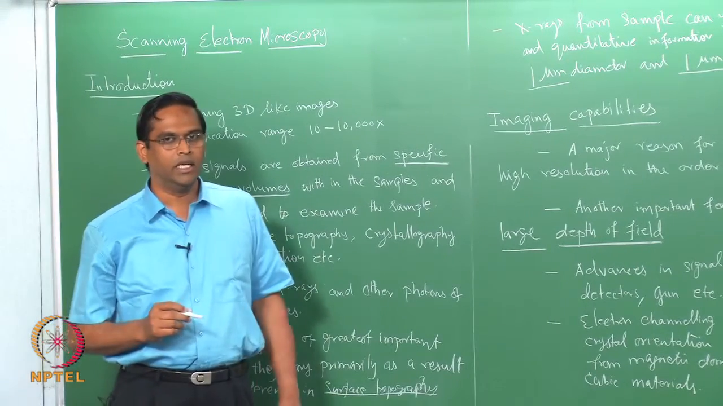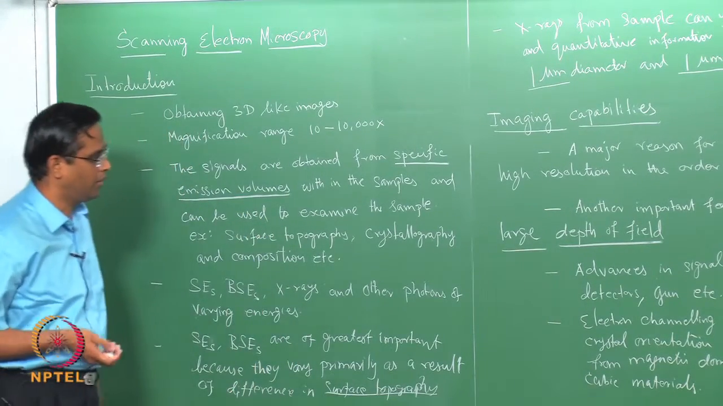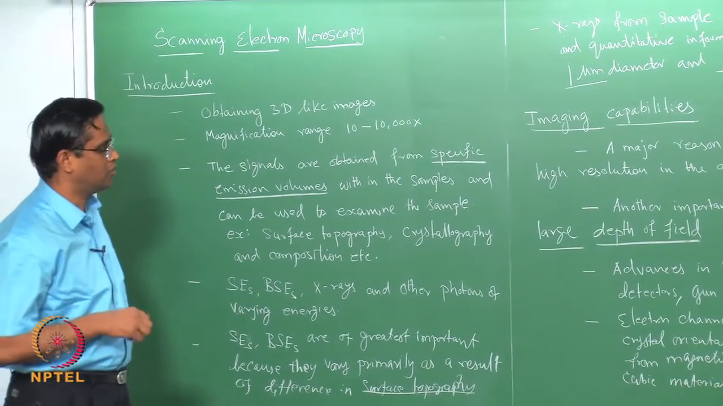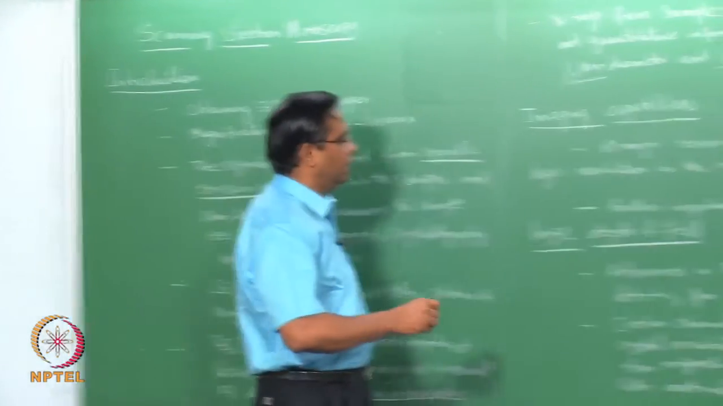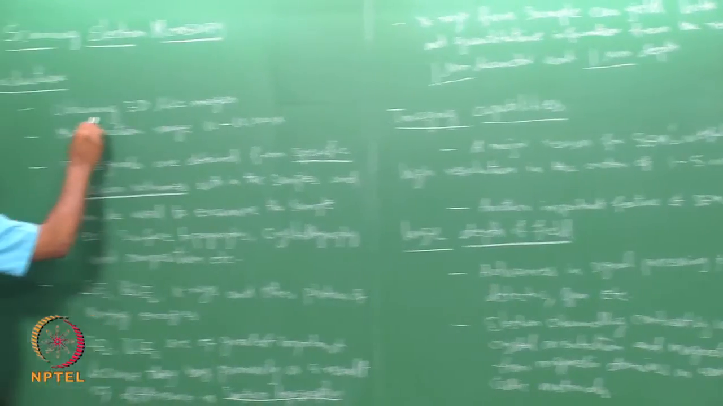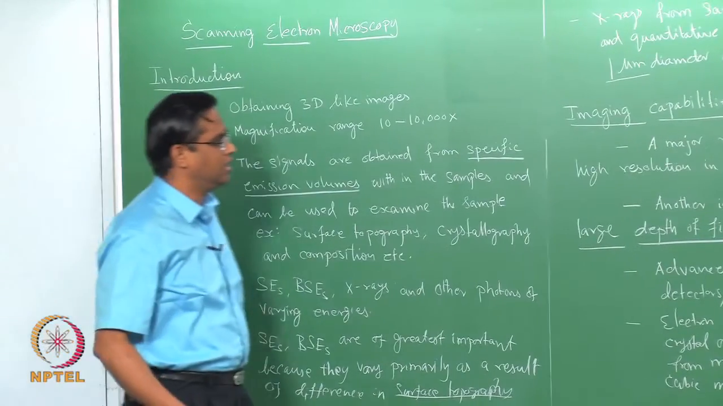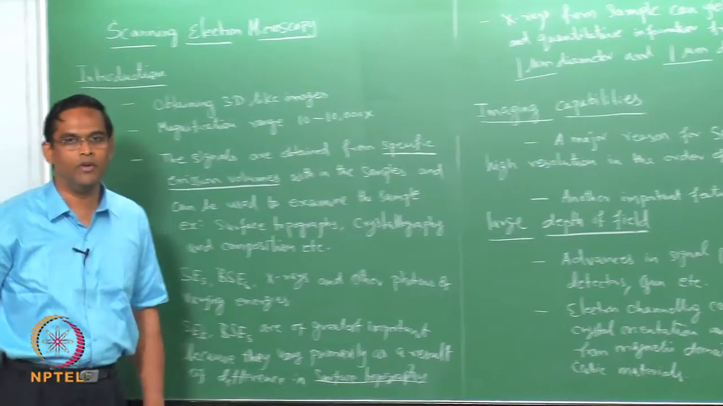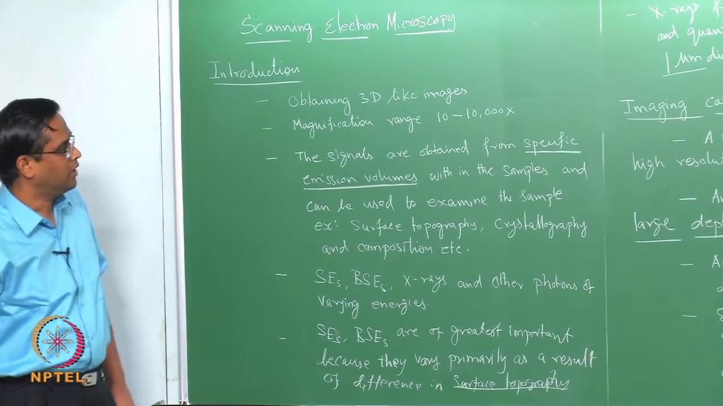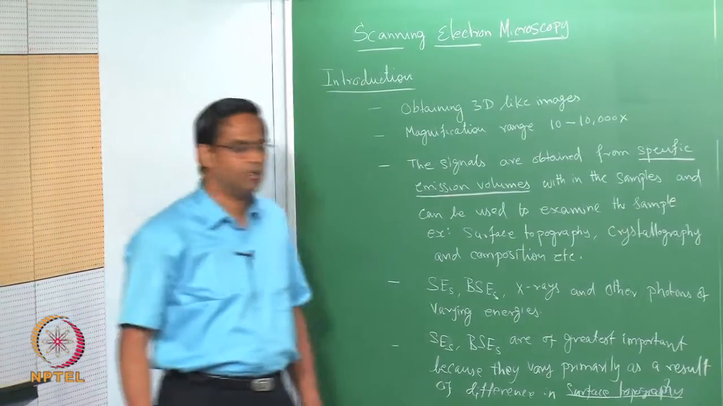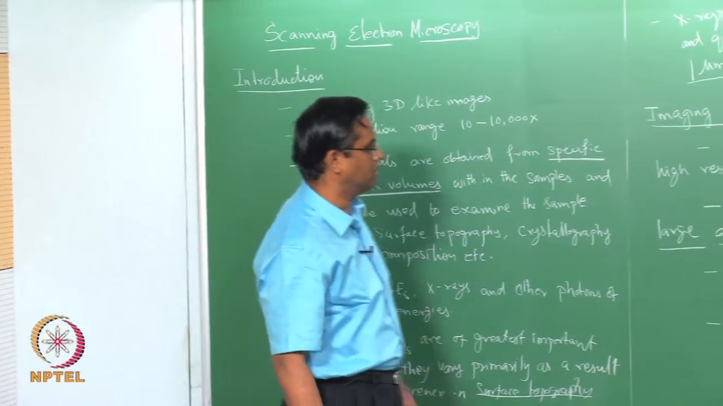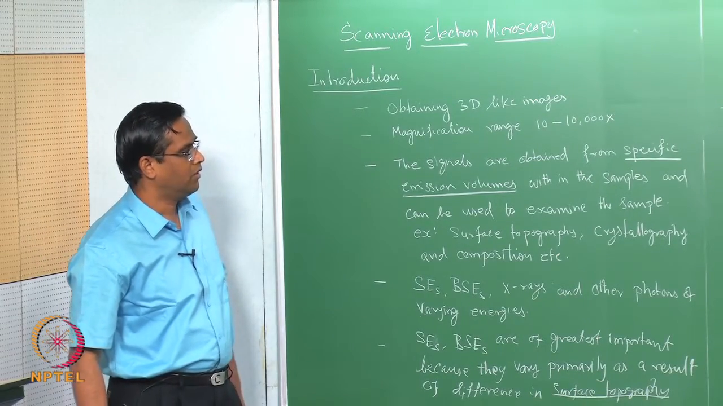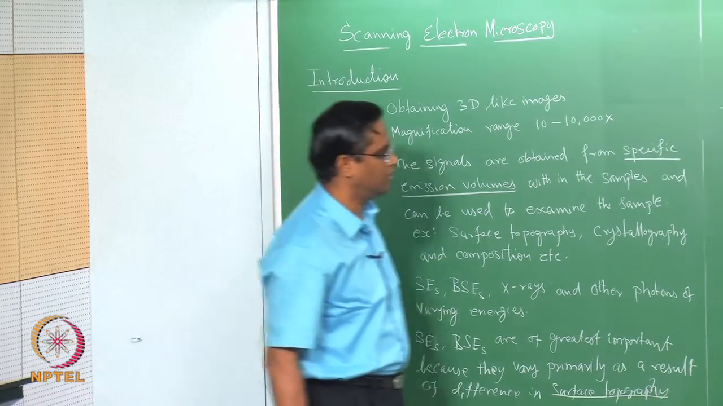We have already discussed in the fundamentals of the optics what depth of field is, and how it is being exploited in an electron microscope. In fact, what we stated in the beginning, 3D-like images, is partly because of this effect. You have a very large depth of field in an SEM. We will also see, using a ray diagram, how it enables this effect when we discuss the other functions of SEMs in the coming classes.